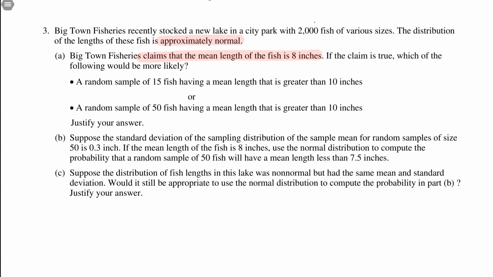So we have to do a couple of things here. One, we have to recognize that we're talking about a sample mean, right? So we're basically saying what's the chance that X bar is greater than 10 in these two different scenarios. It's the same exact cutoff, right? We're still looking at greater than 10. The only difference is a sample of 15 versus a sample of 50. So we need to make sure that we answer this and that we justify it, right?